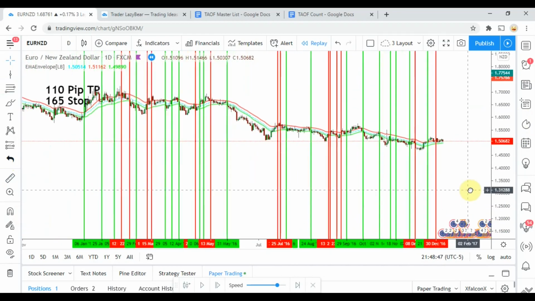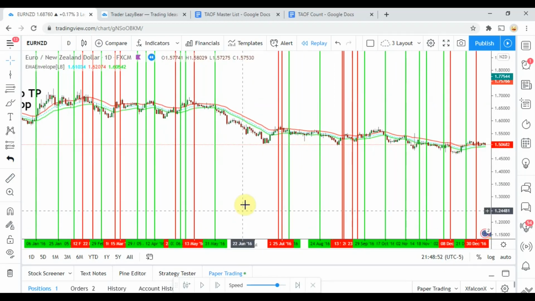All right, so there we have it. That is Lazy Bear's EMA envelope indicator. So let's add these up and see what we get out of it. So we have 33 signals all together, and we have 19 winners. So it just barely misses the 60% criteria.